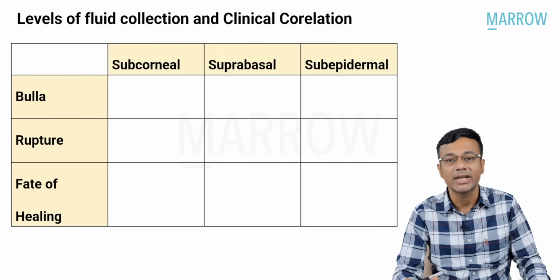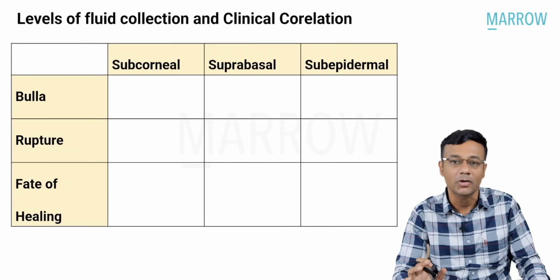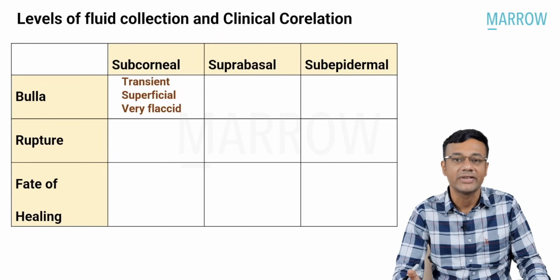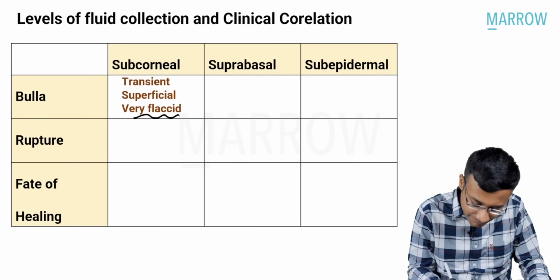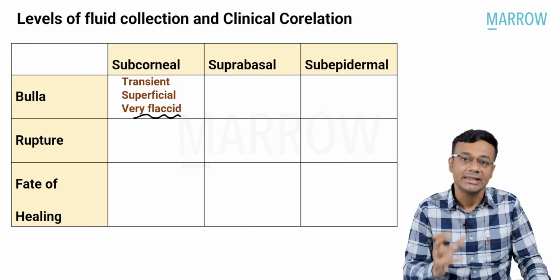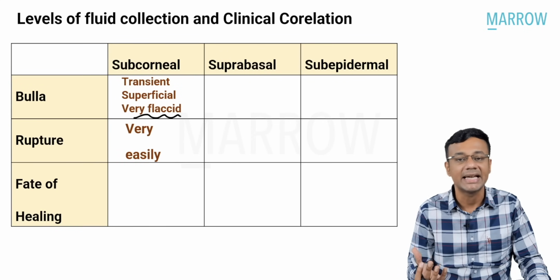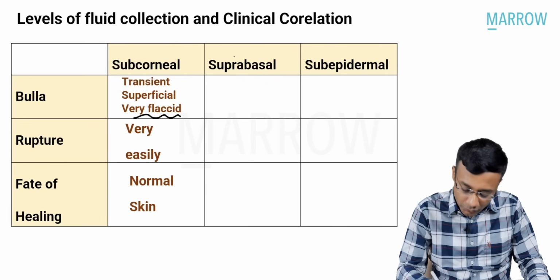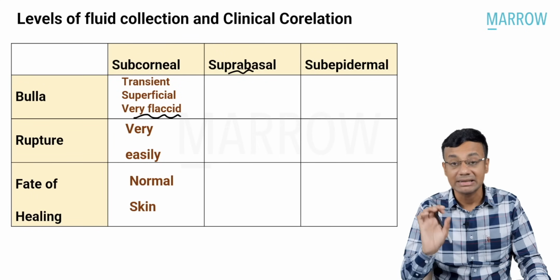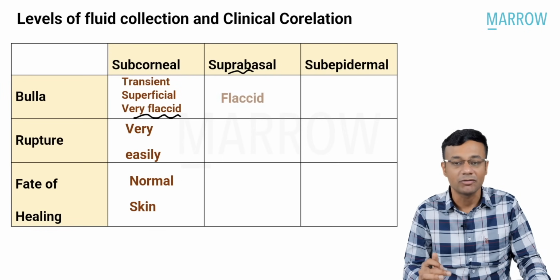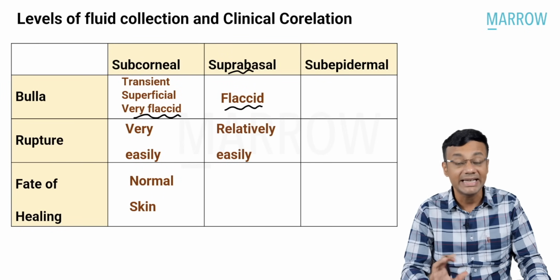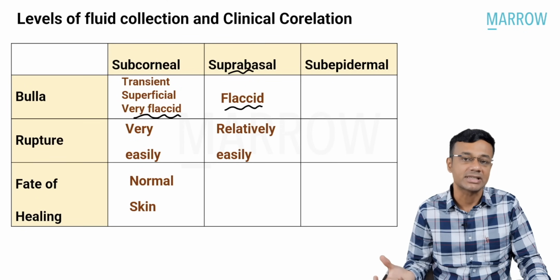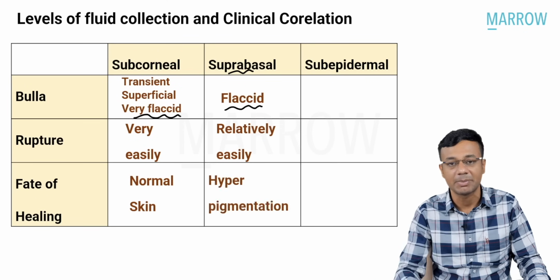Let us now look at the correlation of the various blisters. A subcorneal blister is located just below the stratum corneum, due to which the type of blister we get is transient, superficial, very flaccid blisters. They are very flaccid because the roof is very thin here. These blisters will rupture very easily and they heal with normal skin. When you're talking about a suprabasal blister, the roof is thin now. When the roof is thin, the type of blister we get is a flaccid blister. These flaccid blisters will rupture relatively easily. They leave behind erosions, and these erosions are going to heal with hyperpigmentation.